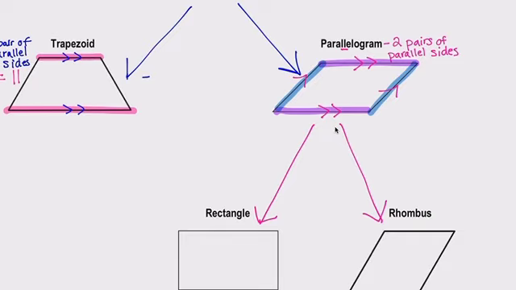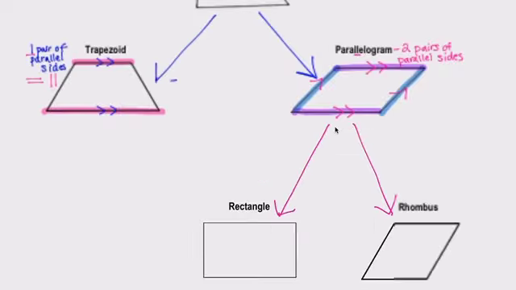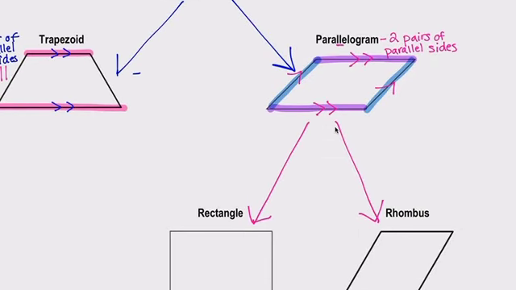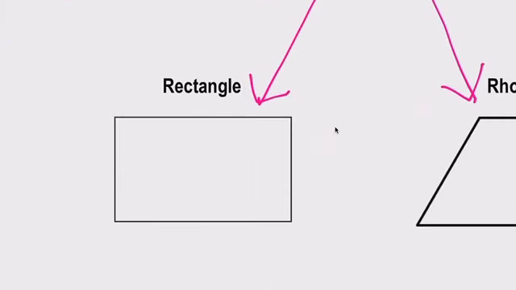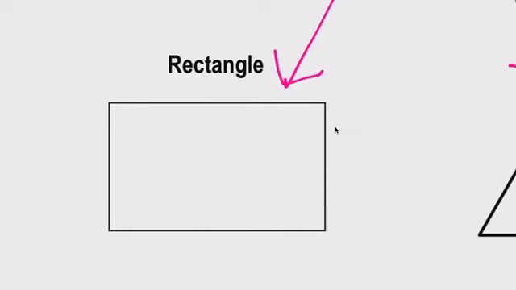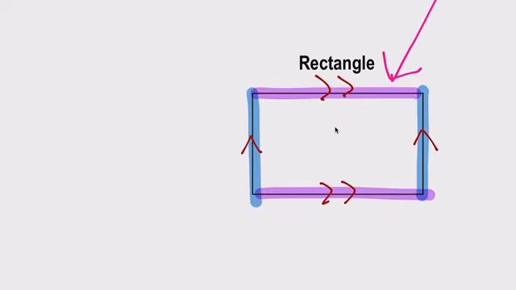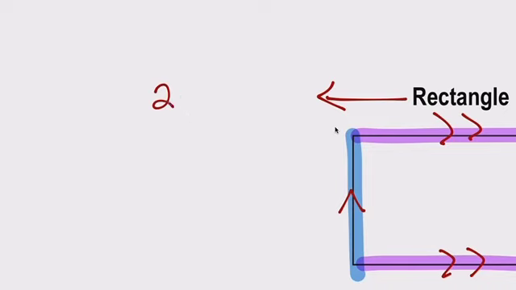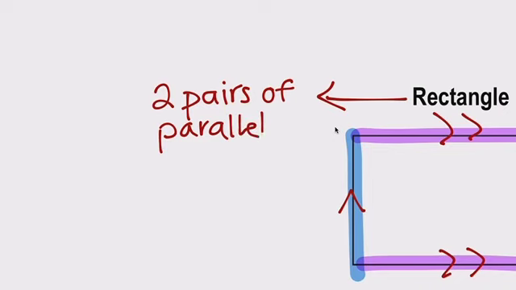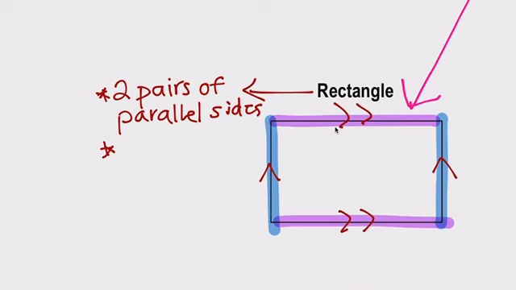So a rectangle has the same thing as a parallelogram, meaning it has two sides that are parallel. This side is parallel to this side, and this side is parallel to this side. Again, we could show them using those symbols. So a rectangle has two pairs of parallel sides. But now a rectangle is a little bit more specific than a parallelogram.